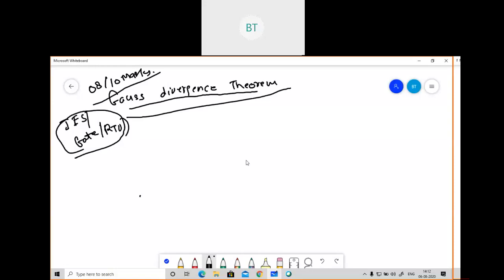So basically Gauss divergence theorem explains the relationship between volume integration and surface integration. So what does it tell? It tells the relation between volume integration and surface integration.